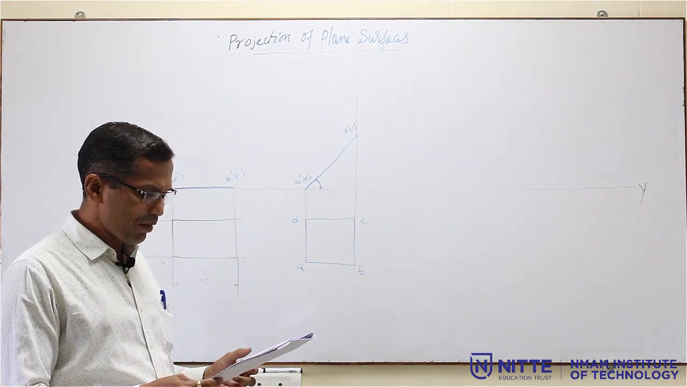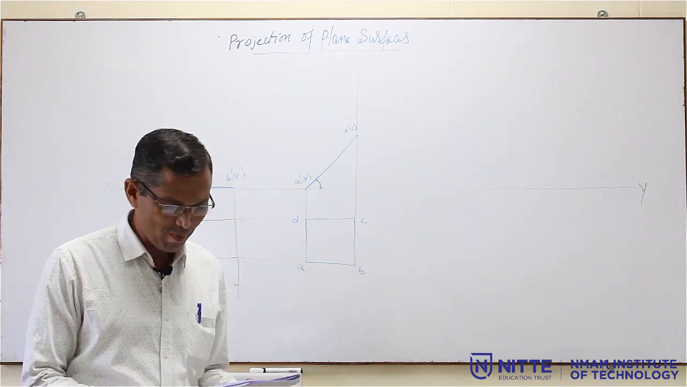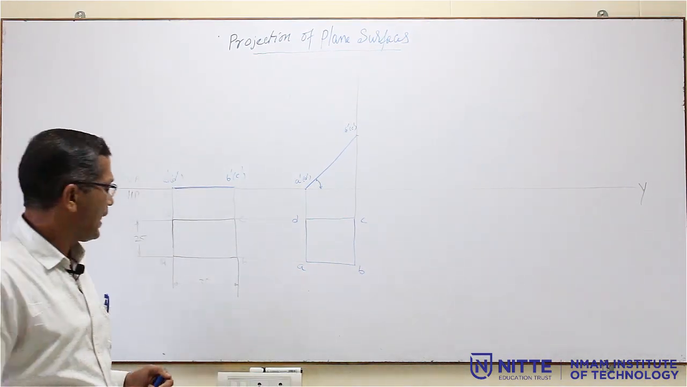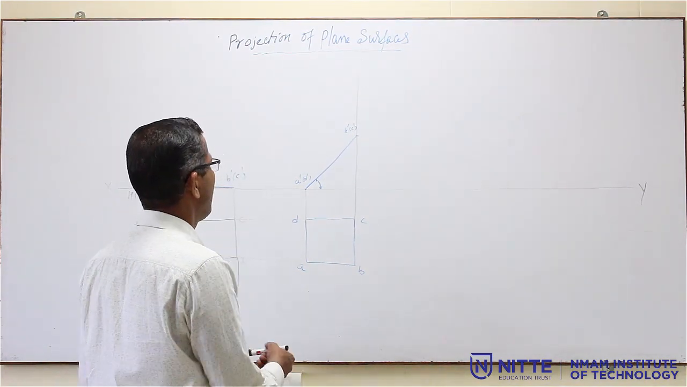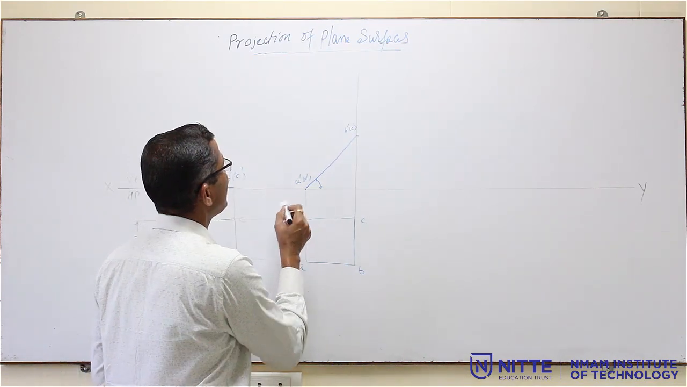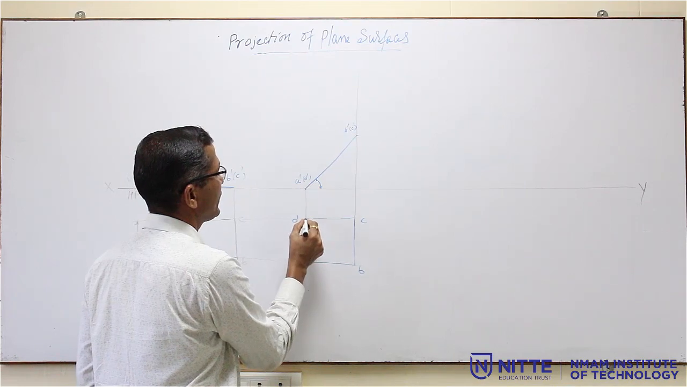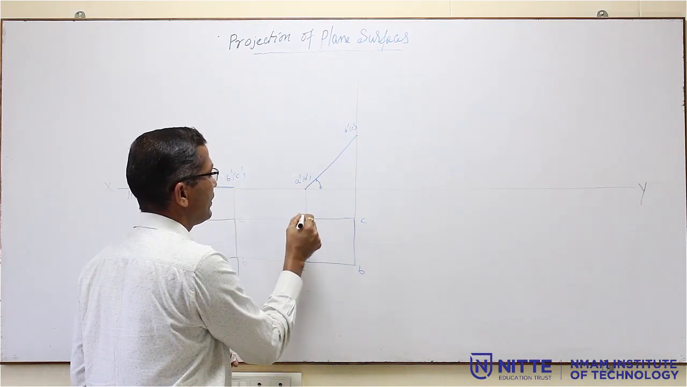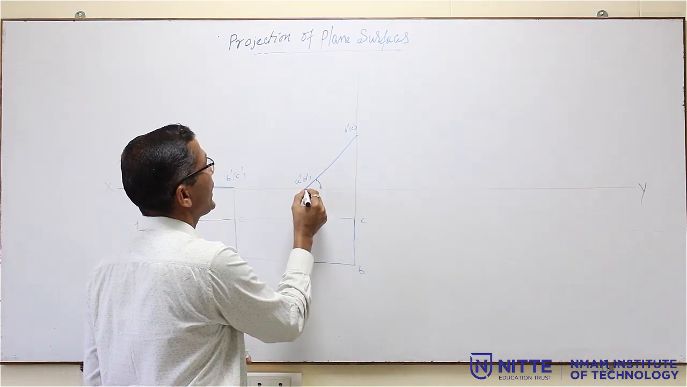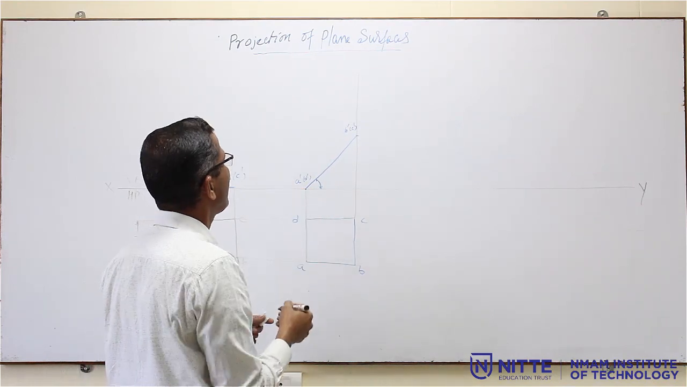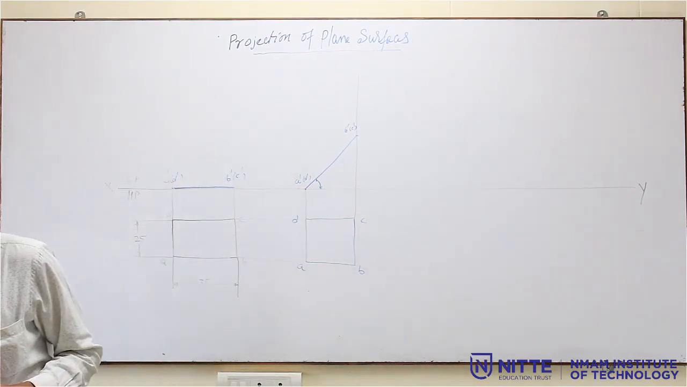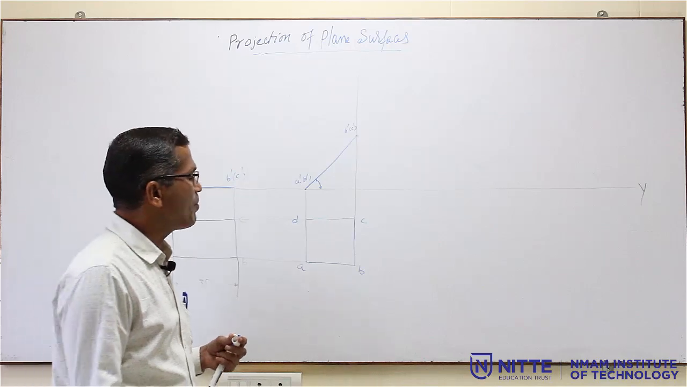The edge on which the lamina is inclined at 30 degrees to VP. On which edge is the lamina resting? The lamina is resting on edge AD. How can you say AD is on the xy line? So, it is resting on edge AD. This edge is on the xy line. So, this should be inclined at the given angle, 30 degrees to VP.